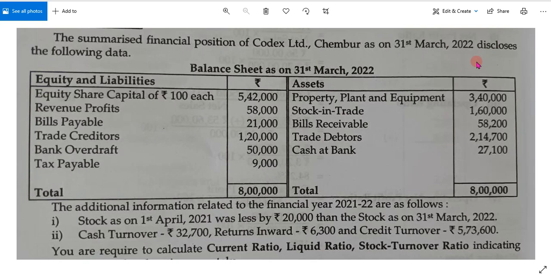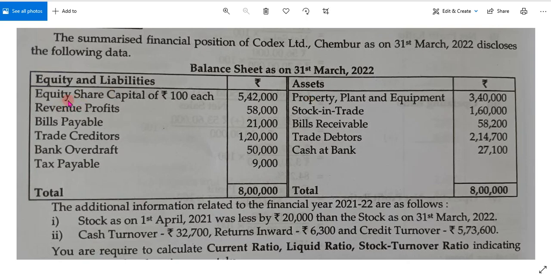I am Namita Mane. In today's video, let us discuss one example of analysis of financial statement, which is also called ratio analysis. This is the example of Codex Limited. The summarized financial position of Codex Limited, Chembur, as on 31st March 2022 disclosed the following data. So, balance sheet as on 31st March 2022. One side is liabilities and the other side is assets.